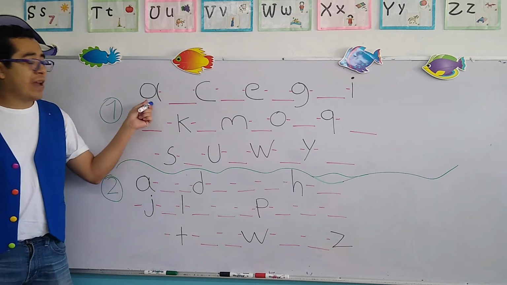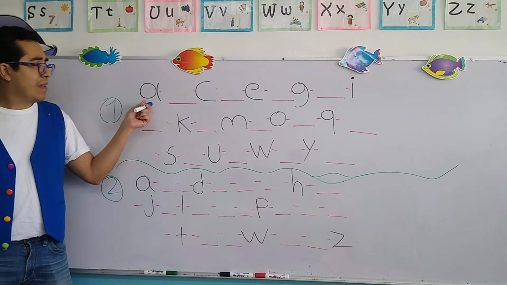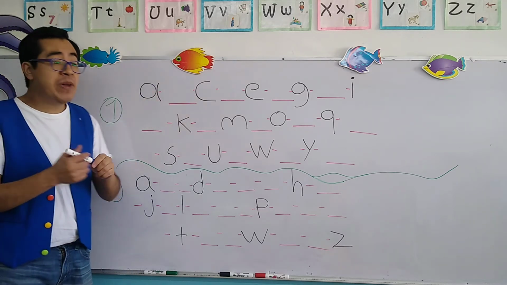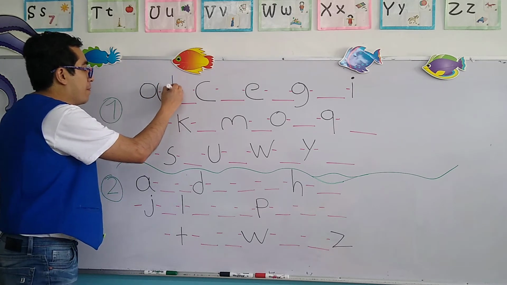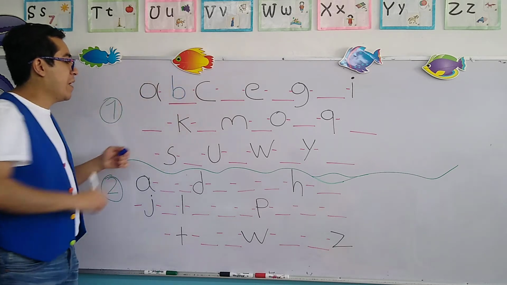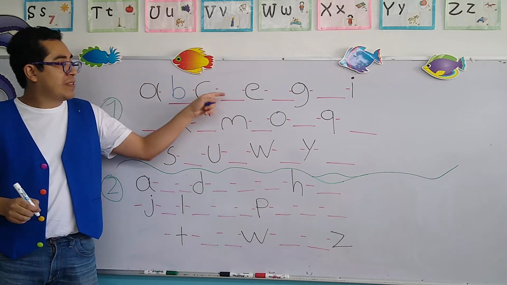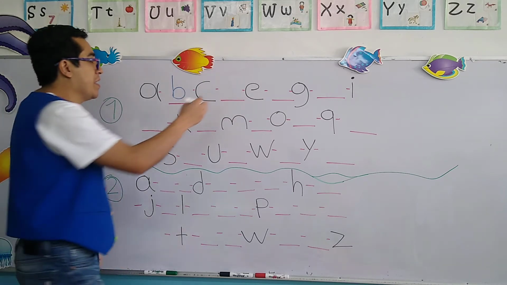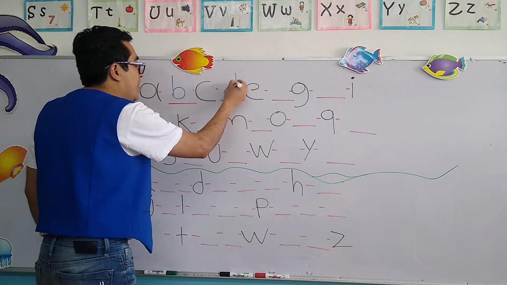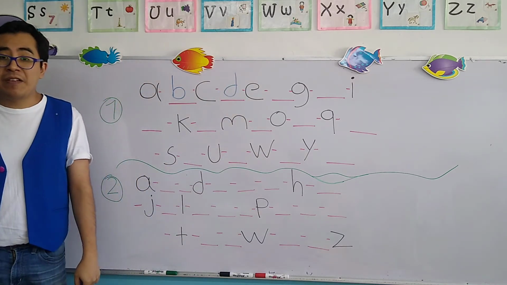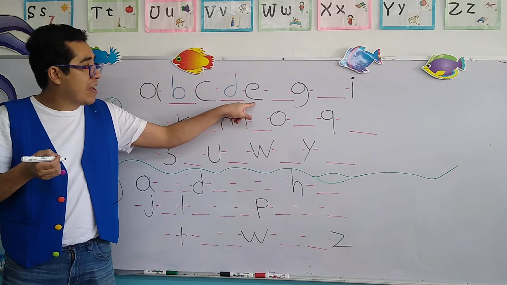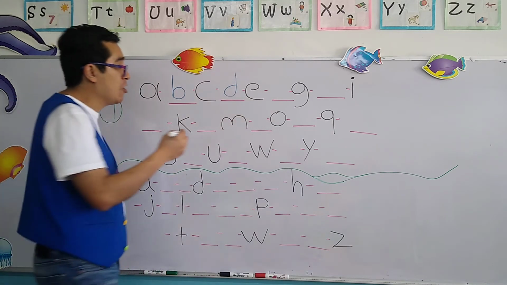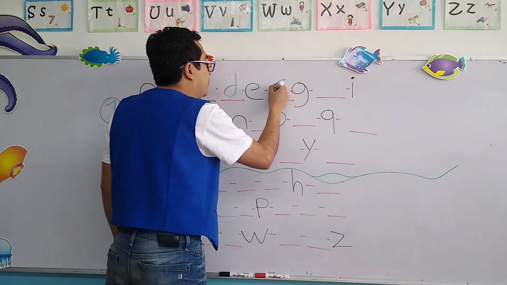So, we have the letter A, okay? After the letter A, what's the next letter? The letter B, very good. Then we have letter C. What's the next letter? What's the missing letter here? The letter D. The letter of Diego. After the letter D, we have letter E. After letter E, letter F. The letter of fish, of Fernando.